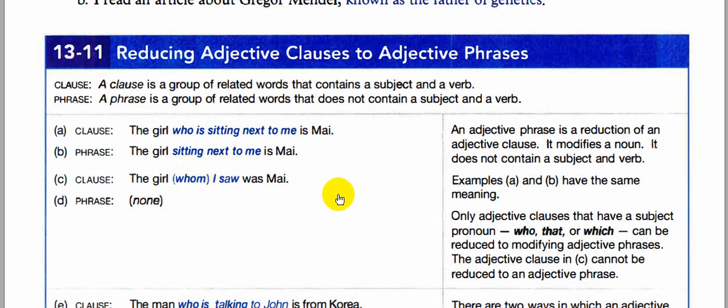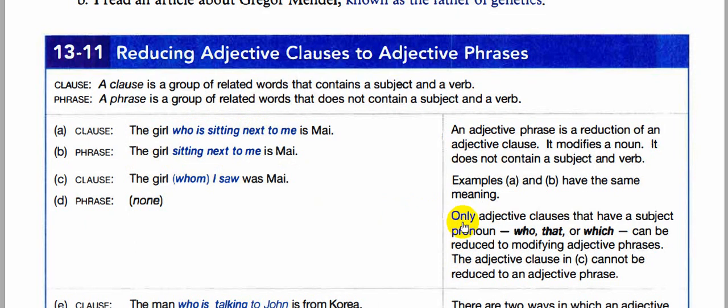A good question is, is there a difference in meaning between the adjective clause and the reduced adjective phrase? No, there is no difference in meaning. It's okay to say who was sitting next to me. This gives you the same meaning as sitting next to me. I'd like to read this point. It's very important.